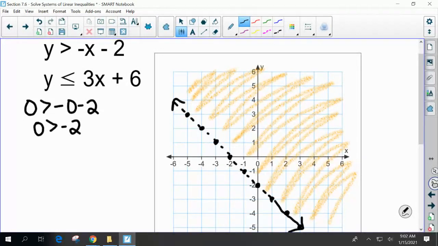Okay, so then now I'm going to graph the second equation, and this one is going to be a solid line because it's less than or equal to. I'm going to put a point at +6, and then my slope is +3, so I would have to go up 3, right 1, but that would be off of my chart. So how should I go? Down 3, left 1.